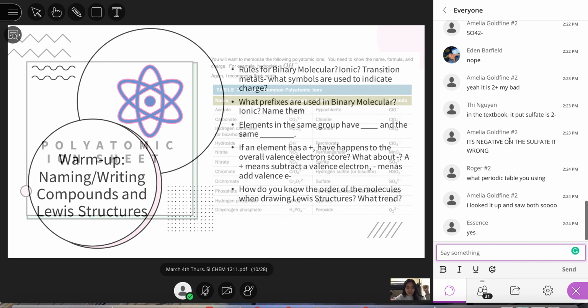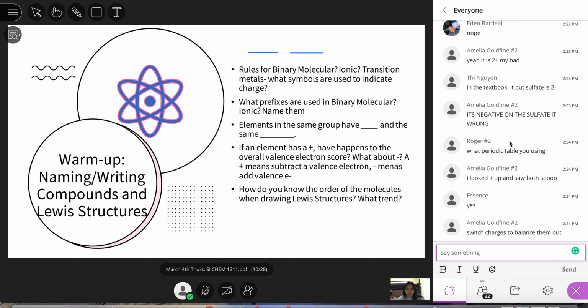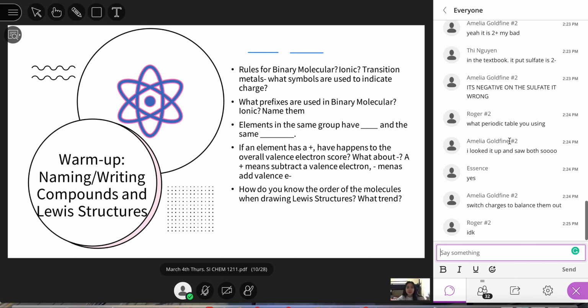Okay, I'm just gonna assume that's alright. Rules for binary molecular, which is covalent, ionic, and then transition metals. What symbols are used to indicate charge on transition metals too? So, rules for binary molecular. What's the first thing you do? You have 2 elements here. What do you do? How do we name binary molecular compounds? What do we add to them?